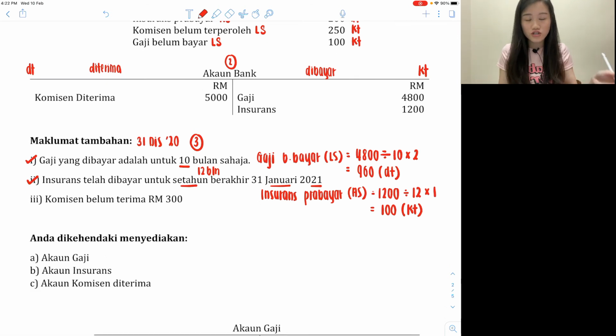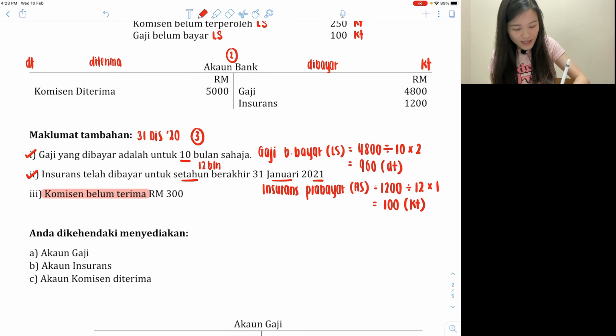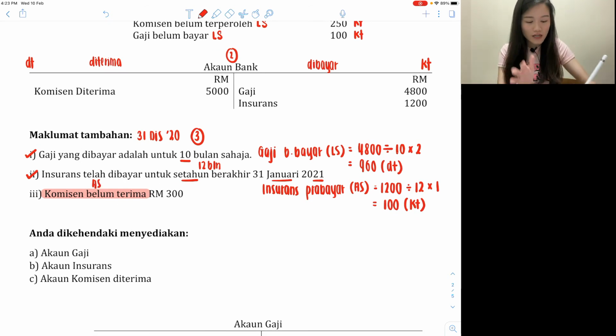Okay, so now final question. Commission belum terima 300. This is as direct as it is. No need to calculate anything, just take the name. Understand that it's an asset semasa. So as asset semasa, baki HB, put which side? This is on the credit side.